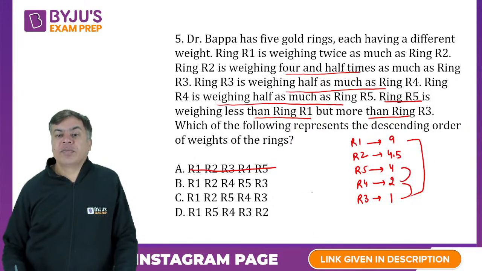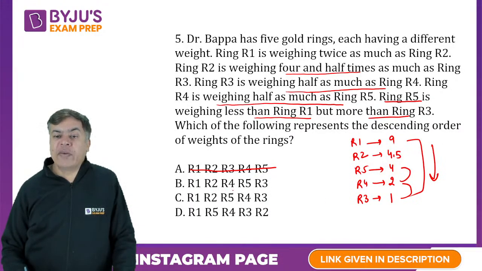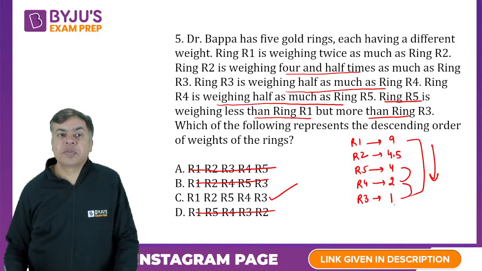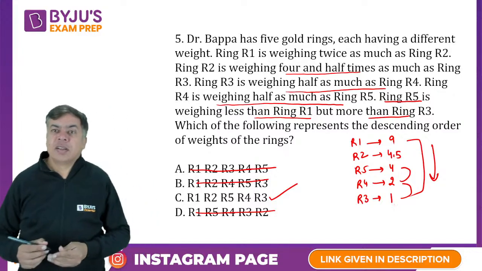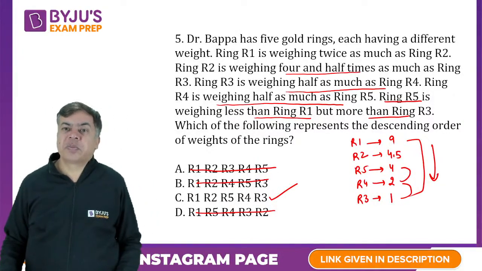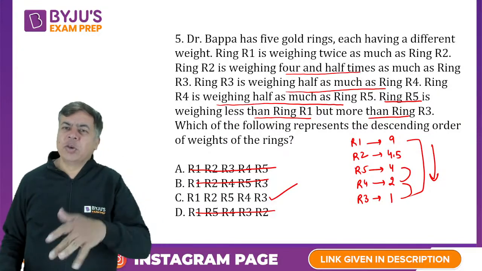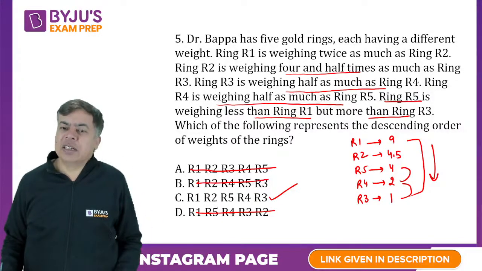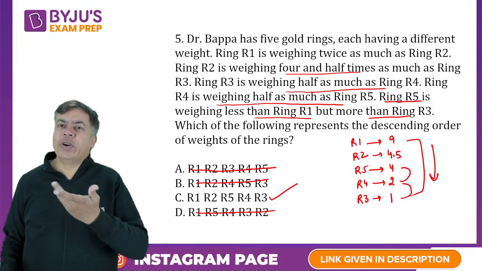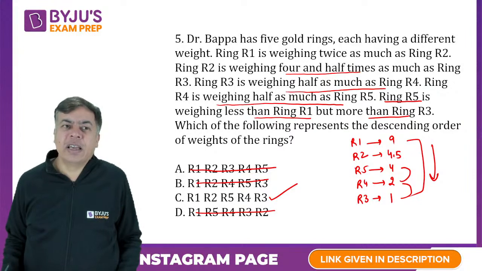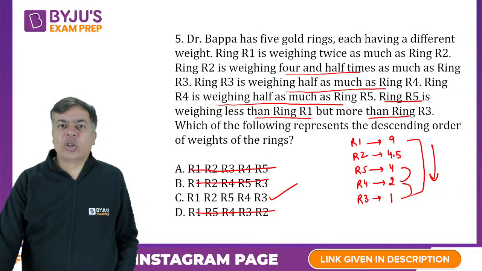So this is the descending order: R1, R2, R5, R4, R3. This is correct. You will get these values anyways, or you can just take any integer value. If you take R1 as 18, R2 as 9. Okay, anyways, let's move to the next one.